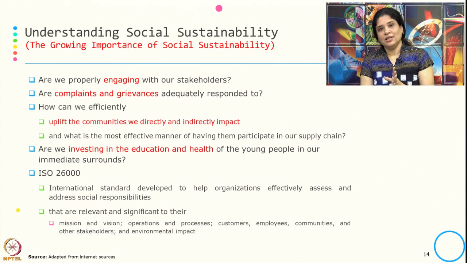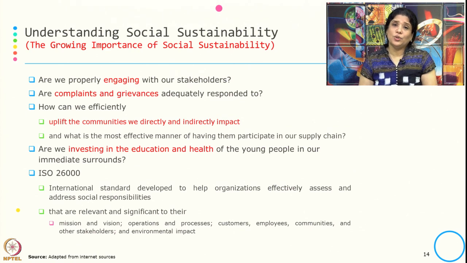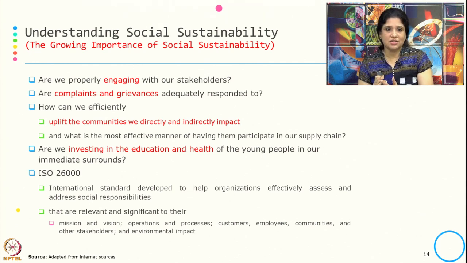All this is part of social sustainability, and there is also a standard. At some point, if an organization wants to get certified with respect to its social sustainability activity, ISO 26000 deals with the standard related to social sustainability.